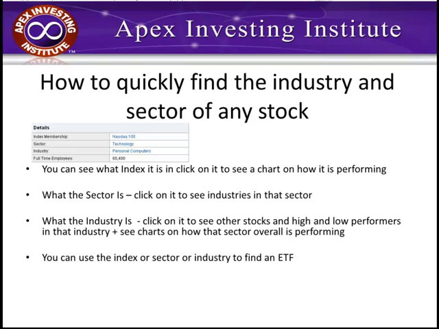Like I said, you can check out the index it's in, so you can check the chart on the index by clicking right there where it says NASDAQ 100 to see how it's performing. You can click on the sector to see what industries are in that sector, and then look at the industry to see other stocks in that industry, like Apple and Dell and IBM for personal computers. And you can see a chart of how well that sector is performing. Okay? You could also look at the ETFs that stock is in and see how they are performing.